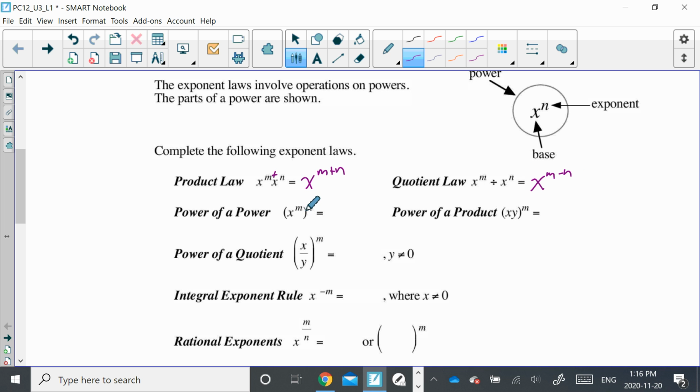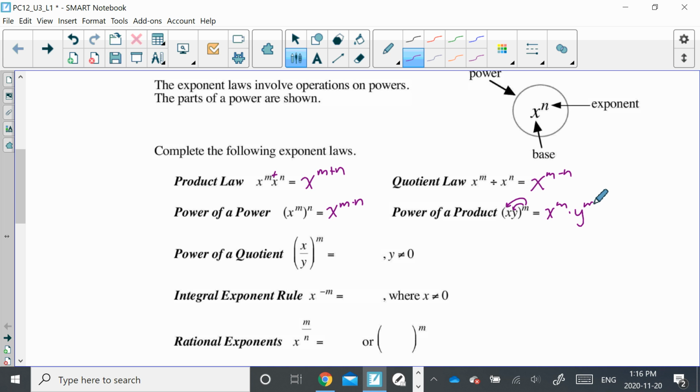Power of a power: when you have x to the power of m, and that is raised to the power of n, that would be a power to a power, so you multiply the exponents. It would be m times n. Power of a product: we take the m and place it on the x, and place it on the y. So this would be x to the m times y to the m.